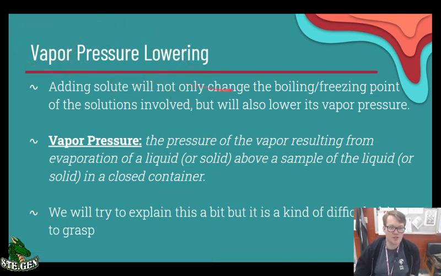We have vapor pressure lowering. This one's a little bit weird, but basically when you add solute, it doesn't just change the boiling point or the freezing point of a liquid, but it also lowers the vapor pressure. This is a thing that's usually really hard for people to understand, and the definition is not a great way to explain it. But basically, it's the pressure of the vapor resulting from the evaporation of a liquid or solid above a sample of the liquid or solid in a closed container.